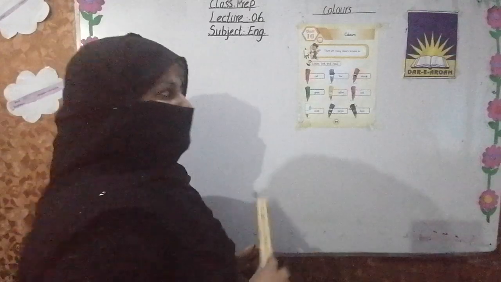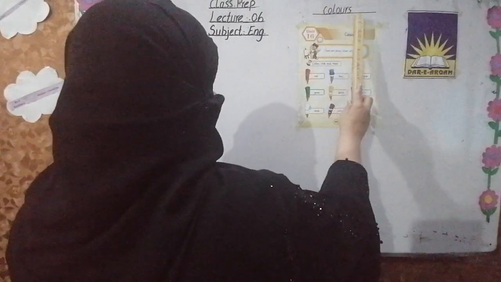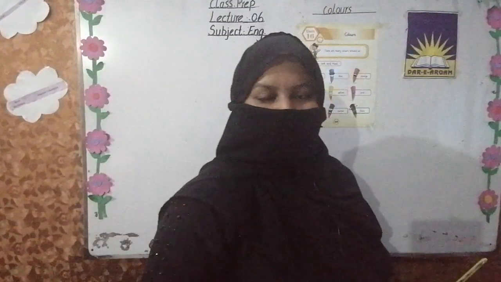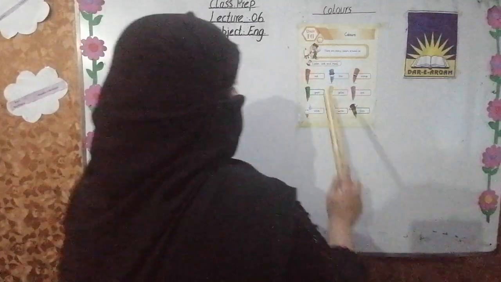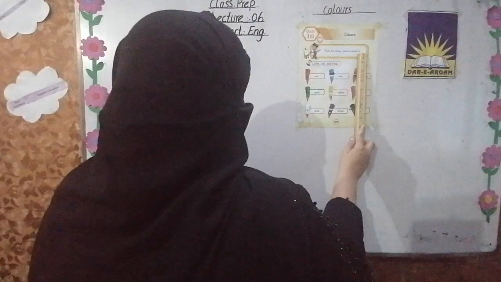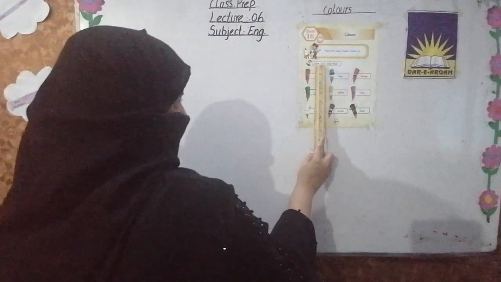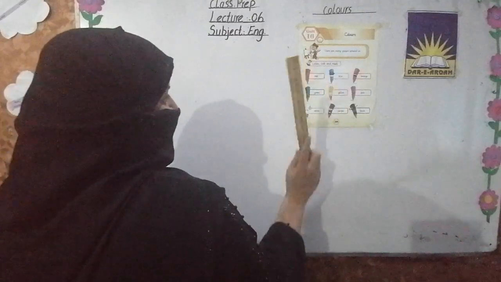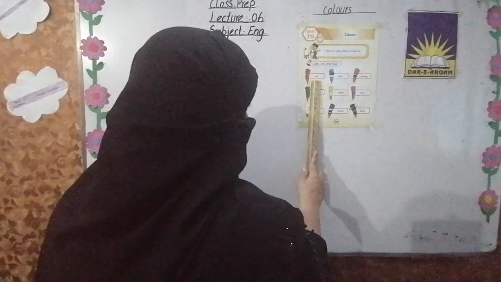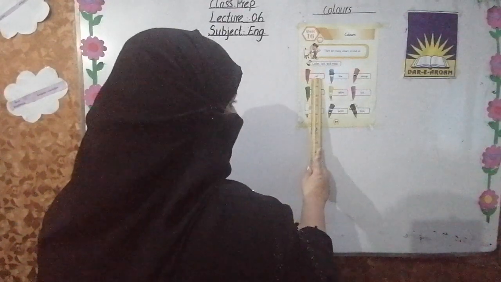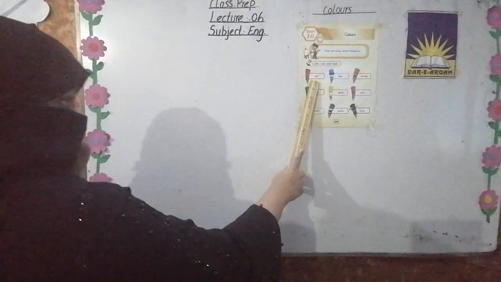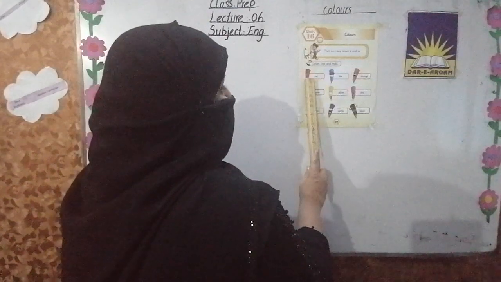Let's start reading. The topic of this page is colors. Do you like colors? Yes, good. There are many colors around us. Listen, look, and read. This color is orange? No. Blue? No. Red color. Yes. Red.